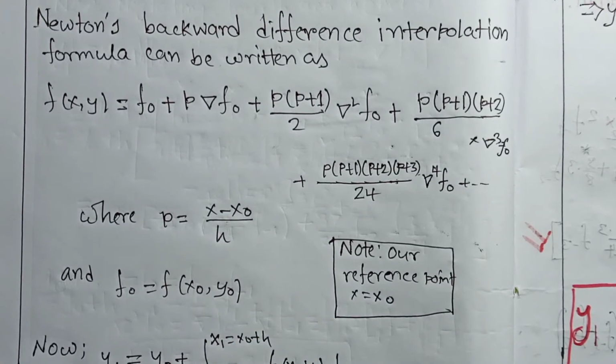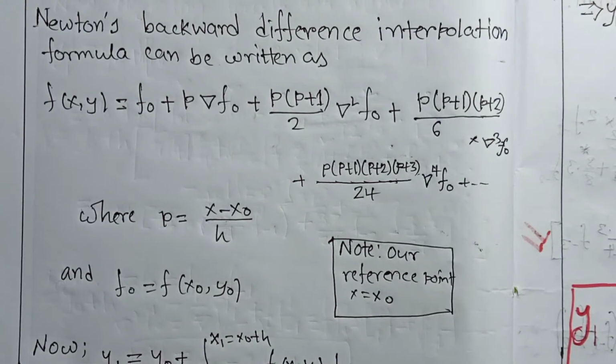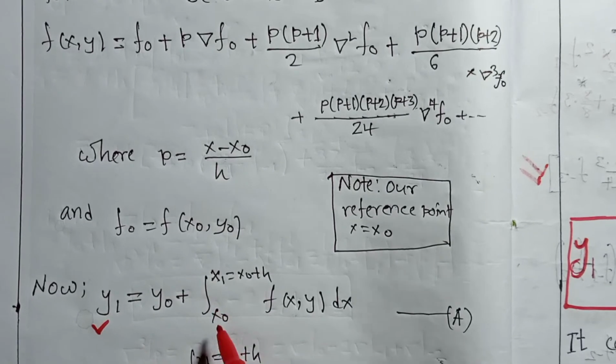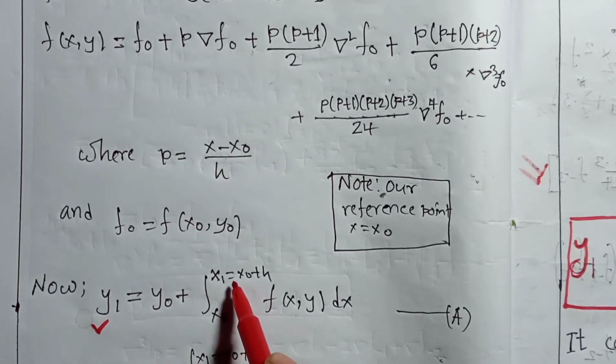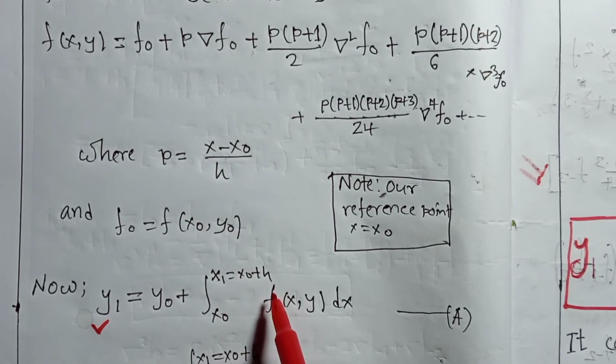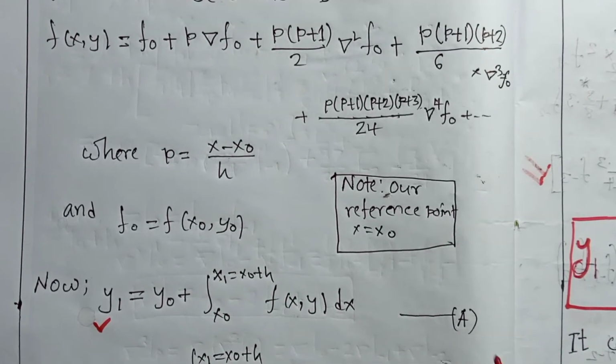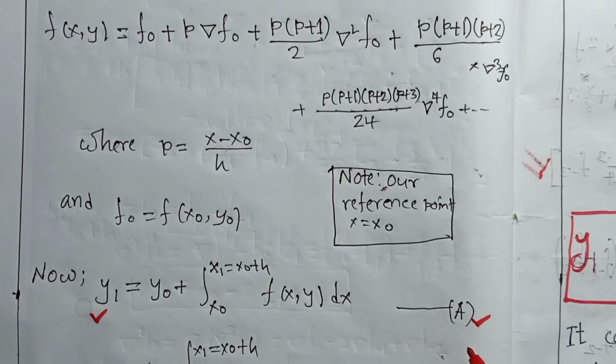Okay, now we know that y1, what is y1? y1 equals y0 plus the integral from x0 to x1, where x1 equals x0 plus h, h is the step size, of f(x,y) dx. This is equation A.